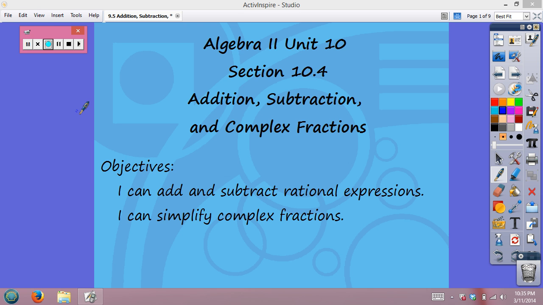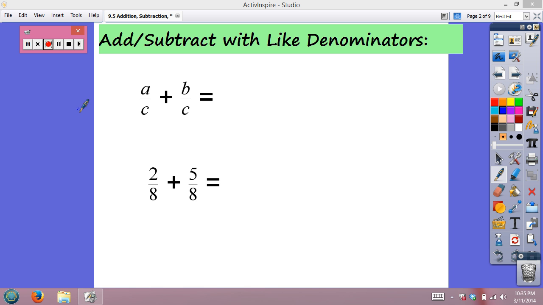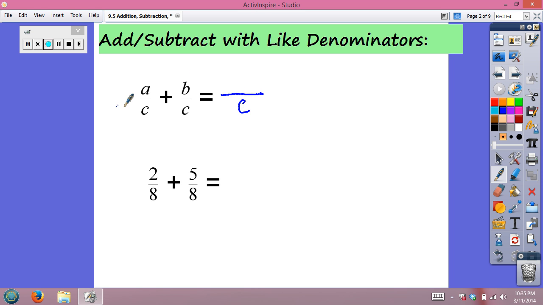In this lesson, we will be adding and subtracting rational expressions, as well as simplifying complex fractions. The first thing we're going to quickly review is adding and subtracting with like denominators. Notice in our first two fractions that we're adding, we have a similar denominator, so we know that we can add them together. Keeping the same denominator, we just add the numerator to get a plus b on the top.